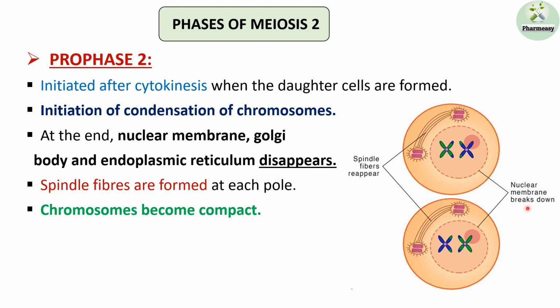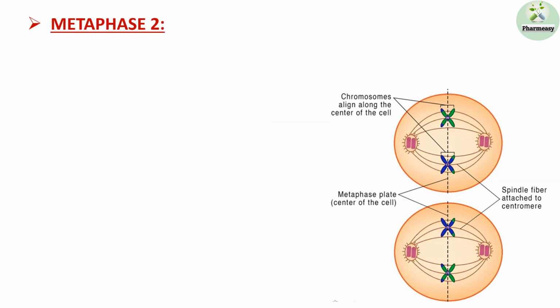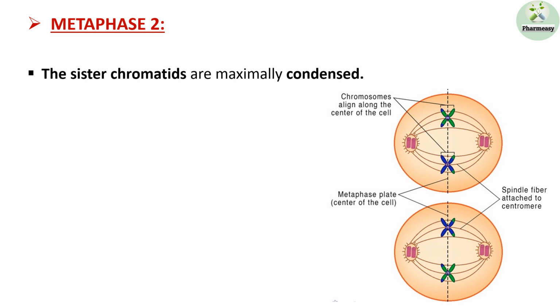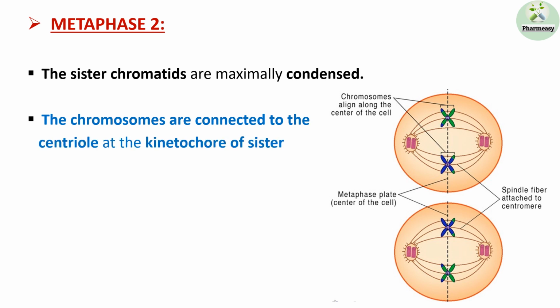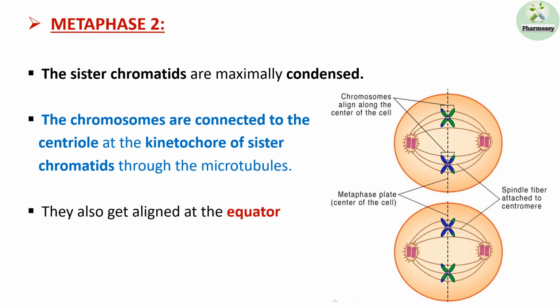Next phase is metaphase 2. In this phase, the sister chromatids are completely condensed. The chromosomes are connected to the centriole at the kinetochore of sister chromatids through the microtubules. And they also get aligned at the equator to form the metaphase plate. Here, this is the metaphase plate and chromosomes align at center, and here spindle fibers are attached to centromere.